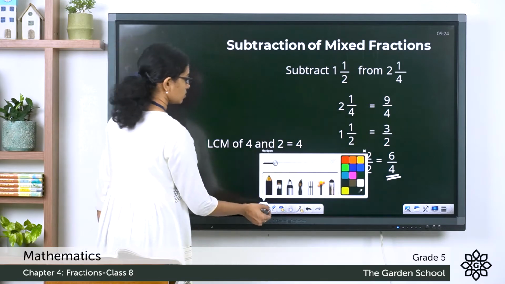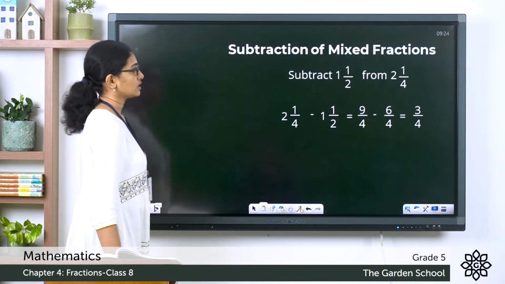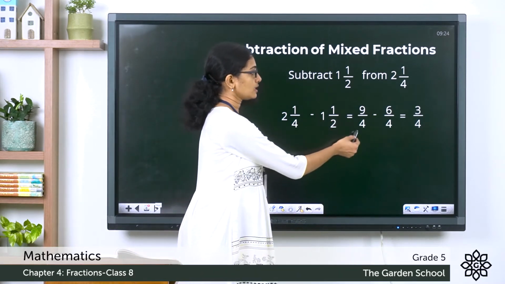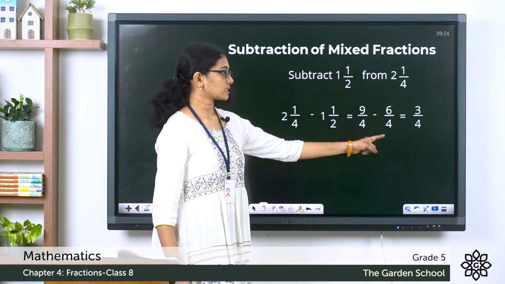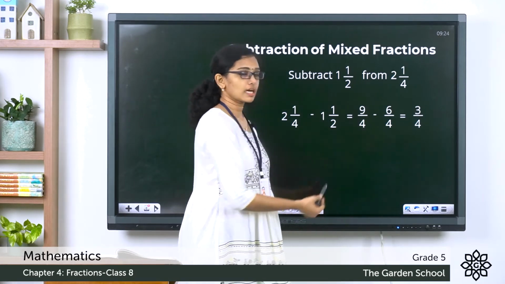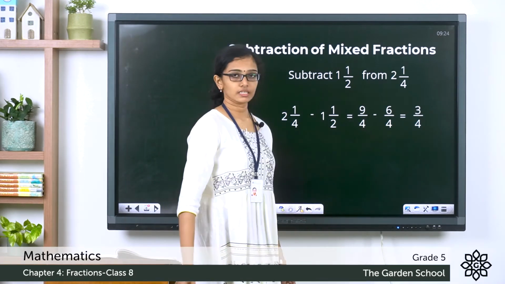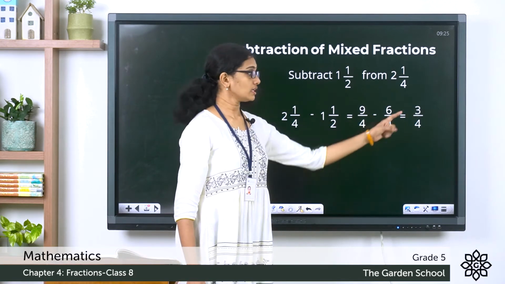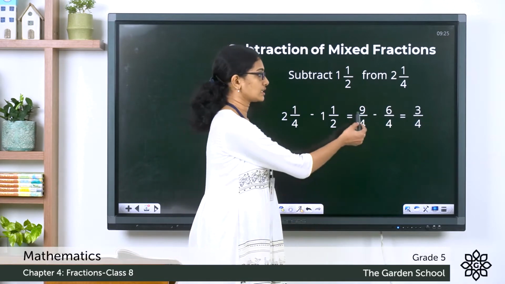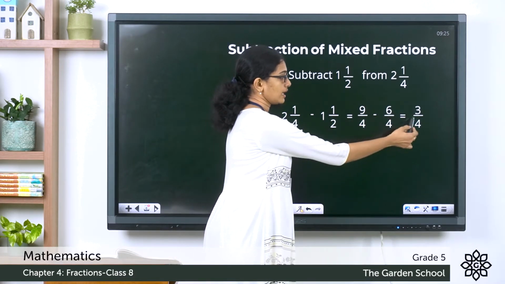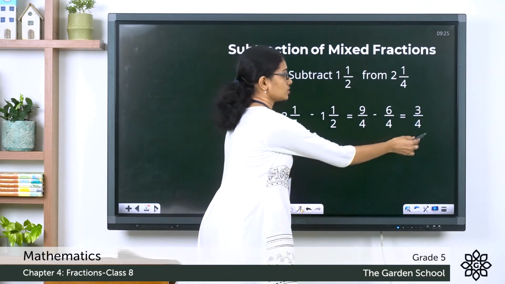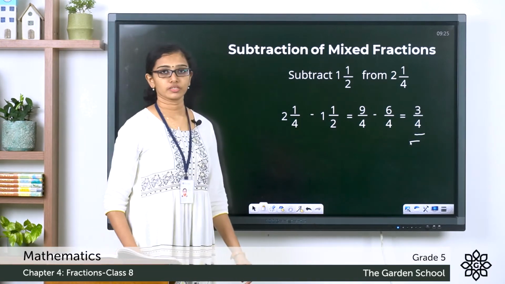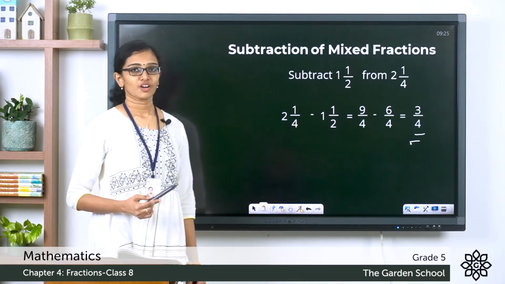So the next step is to subtract the improper fractions with the same denominator. So it's going to be 9 by 4 minus 6 by 4. Since the denominators are the same, just subtract the numerators. So that is 9 minus 6, which is equal to 3, and put the difference over the same denominator. So 9 minus 6 equals 3 by the same denominator 4. So 2 1/4 minus 1 1/2 is equal to 3 by 4. Hope you are clear with this.